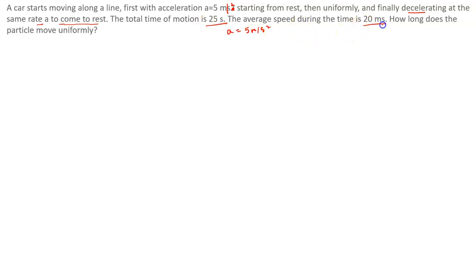Average speed during this is 20 meter per second, not millisecond, sorry. It is 20 meter per second. How does the particle move uniformly? Now, this they have solved. This ISRO has solved.